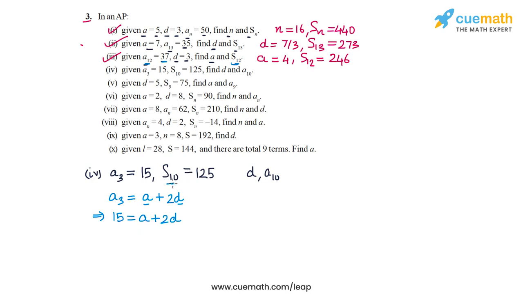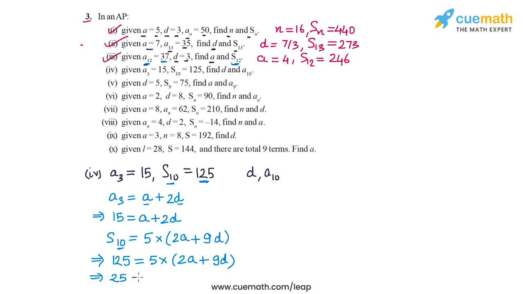And now let's make use of the fact that S10 is equal to 125. S10, in terms of A and D, can be written as n by 2, or 10 by 2, or 5 into (2A plus (n minus 1) D). So n is 10, so n minus 1 is 9. So 2A plus 9D. Now if we plug in the value of S10 given to us, which is 125, so 125 is equal to 5 into (2A plus 9D). If we divide by 5 on both sides, we get 25 is equal to 2A plus 9D.